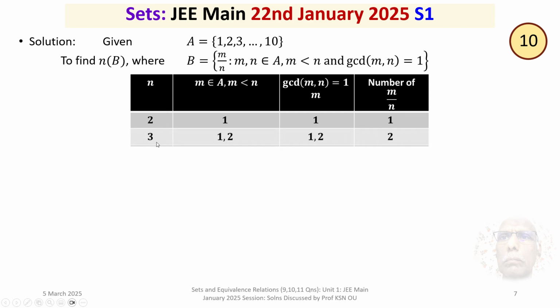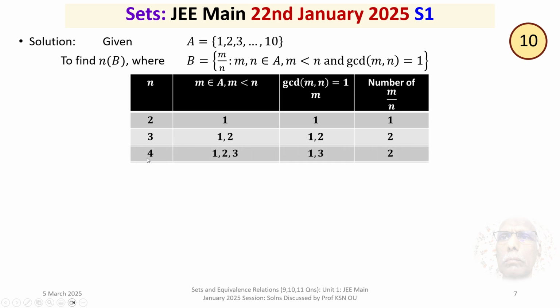Now, n is equal to 3. What are those elements in A less than 3? 1, 2. Now, what are those elements which are relatively prime to 3 and less than 3? GCD of 3 and 1 is 1, GCD of 3 and 2 is 1. So 1 qualifies, 2 qualifies. So now m by n: 1 by 3, 2 by 3. How many? 2. So the number of m by n is 2.